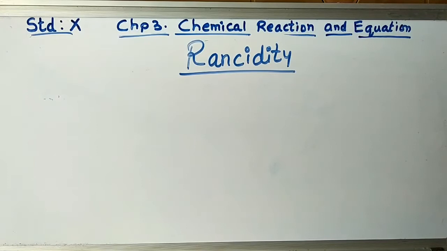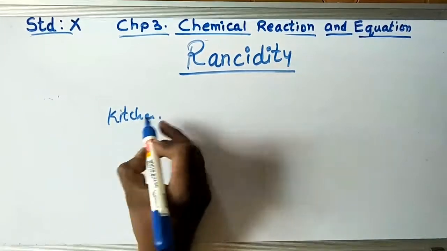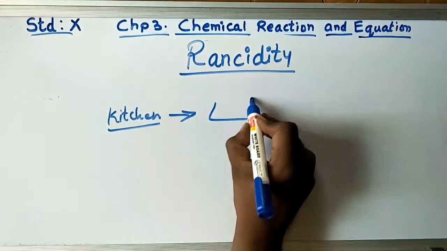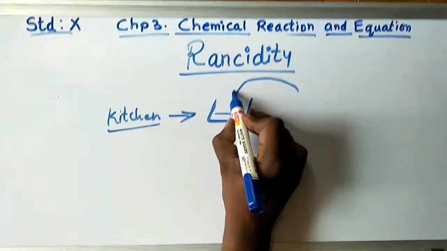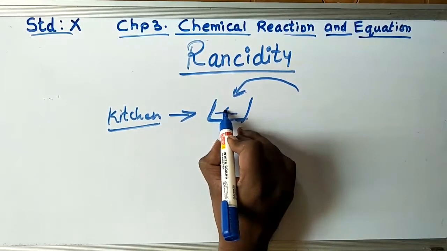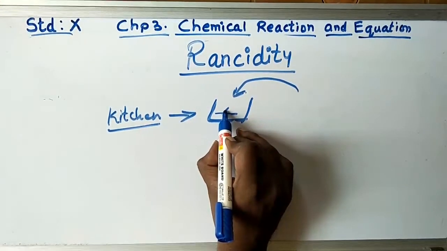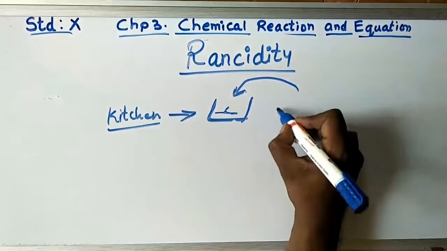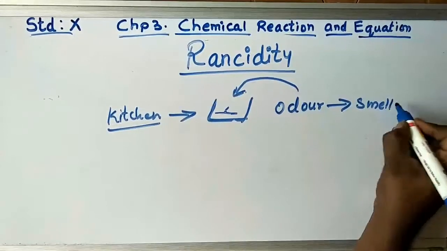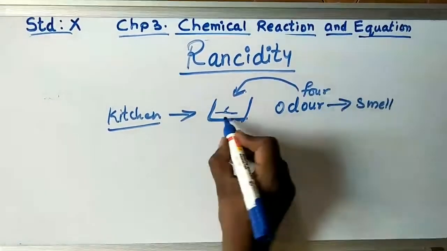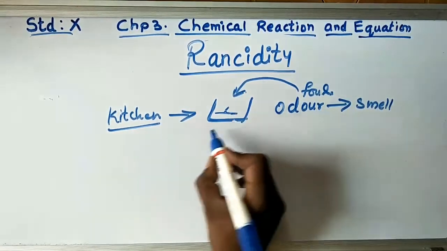Rancidity. Rancidity means when you use oil in a kitchen, after using it, you keep it open. When you keep the oil open, the oxygen from the atmosphere mixes with the oil, and there is a change in the smell, the odor. Odor, O-D-O-U-R, means smell. That means you get a foul odor in the oil because oxygen is mixed with it. So we call this rancidity.